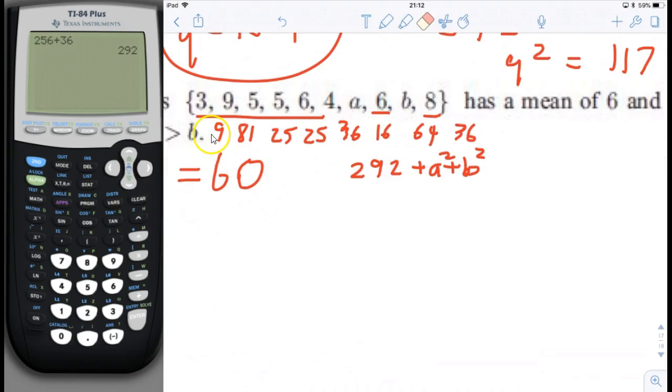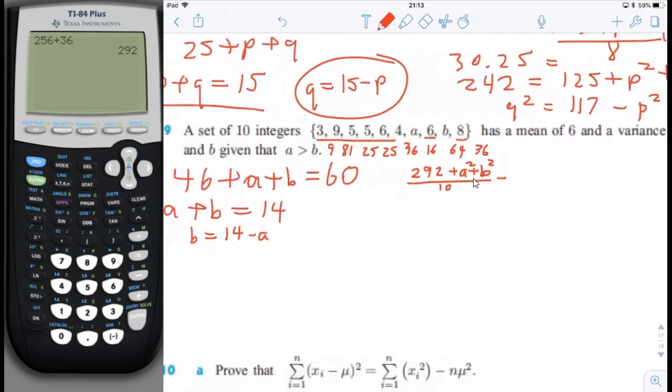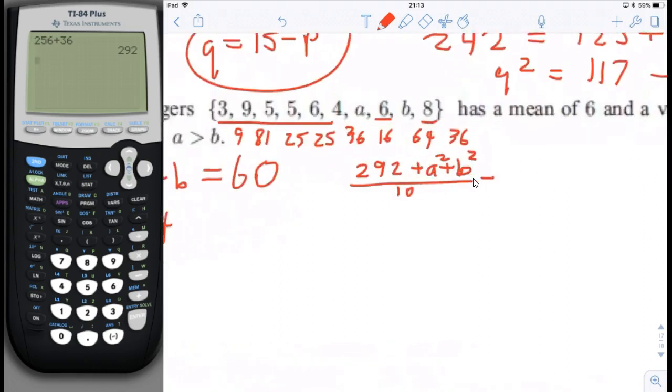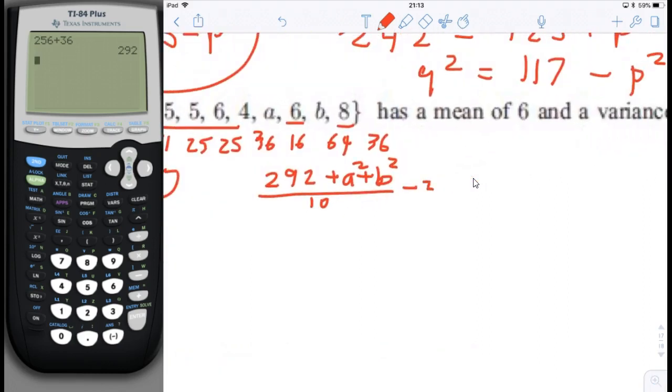So, clear. It turns out that when you add all these numbers up, you get 292 plus a squared plus b squared, divided by the number of numbers, which is 10, minus mu squared. Mu, remember, is 6. So mu squared would be 36, equals 3.2. Now let's multiply everything by 10 so that we get that out of the denominator, and we'll have 292 plus a squared plus b squared minus 360 equals 32.